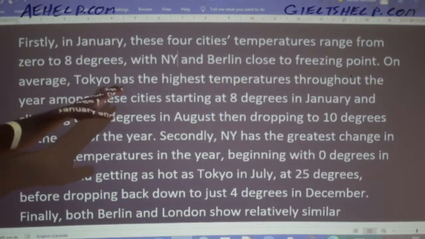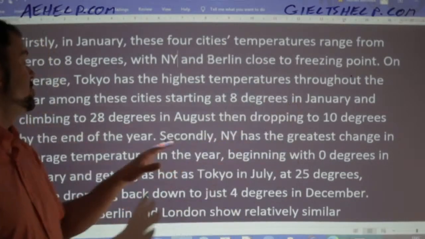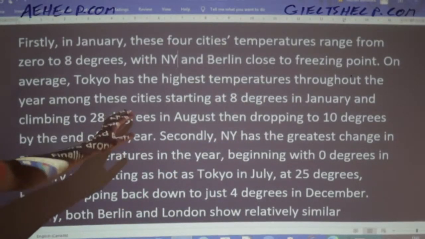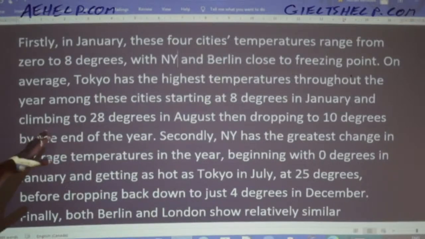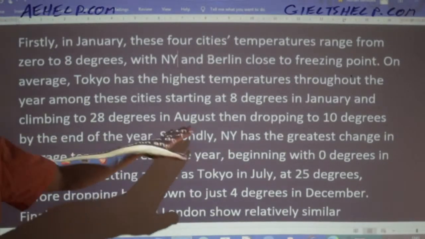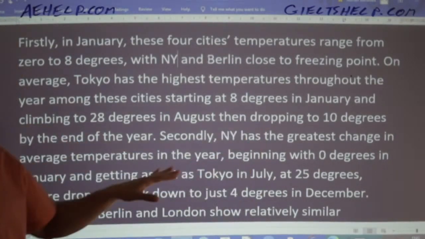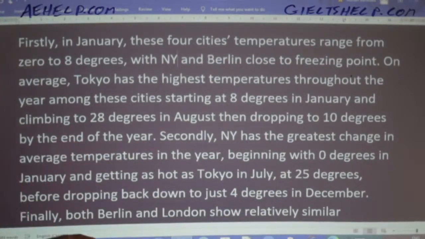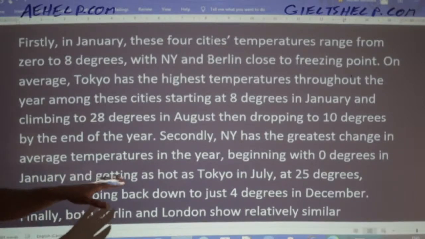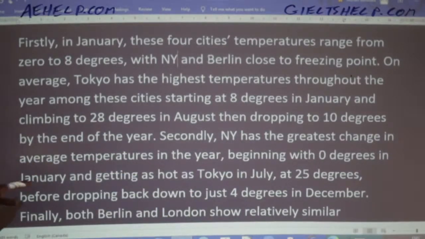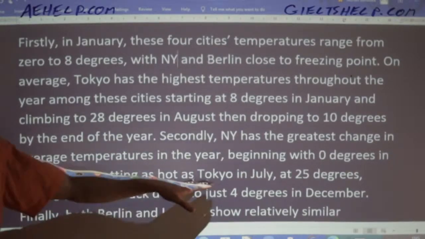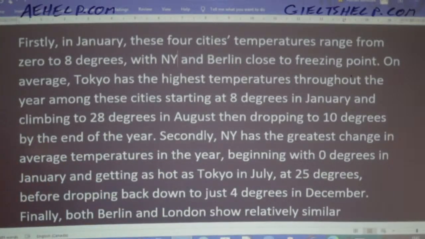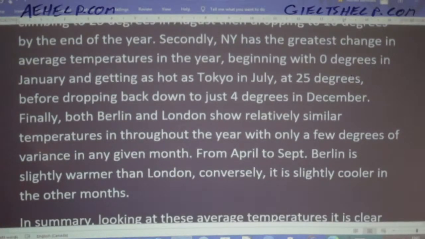On average, Tokyo has the highest temperatures throughout the year among these cities, starting at 8 degrees in January and climbing to 28 degrees in August, then dropping to 10 degrees by the end of the year. Secondly, New York has the greatest change in average temperatures in the year, beginning with 0 degrees in January and getting as hot as Tokyo in July at 25 degrees before dropping back down to just 4 degrees in December.